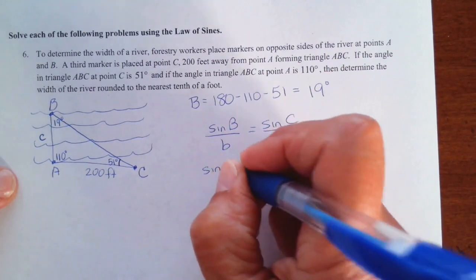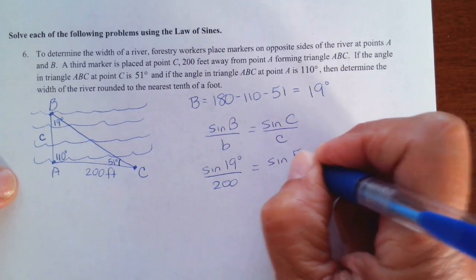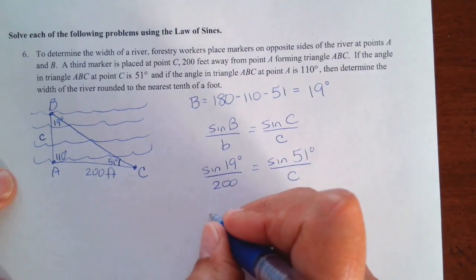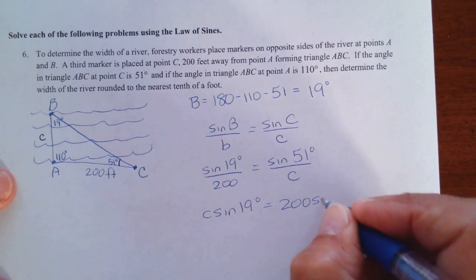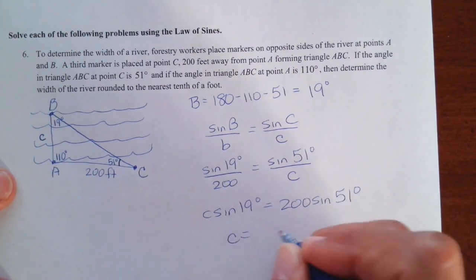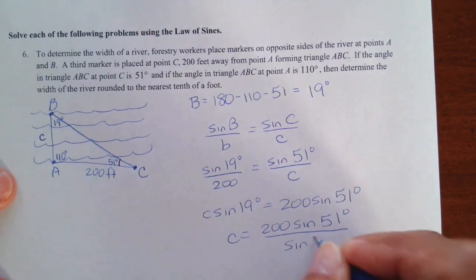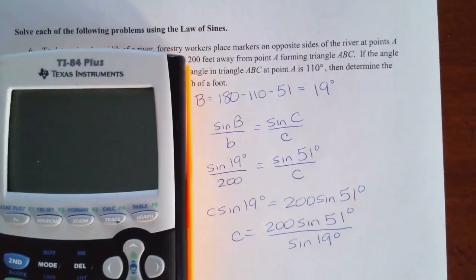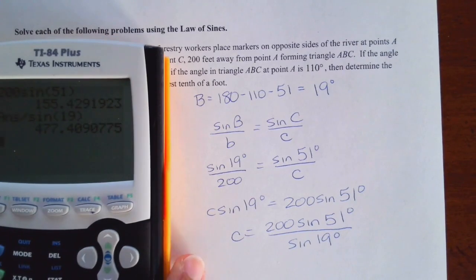All right, so fill in our numbers. Sine of 19 degrees over 200 equals the sine of 51 degrees over C. So we're going to cross multiply. So C times the sine of 19 equals 200 times the sine of 51. Divide by the sine of 19. See what that gets you in your calculator. Okay. So we're going to do 200 sine of 51. And we're going to divide that by the sine of 19. 477 point, said round to the nearest tenth, so 0.4.